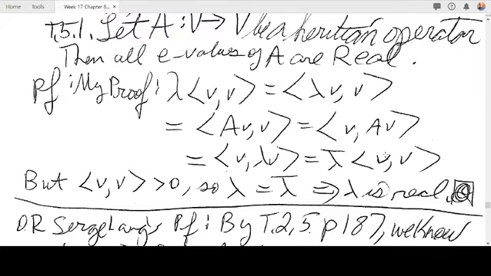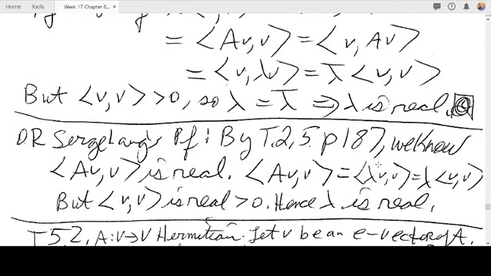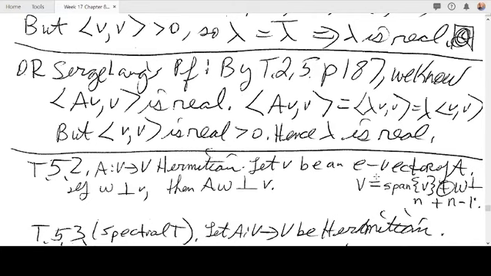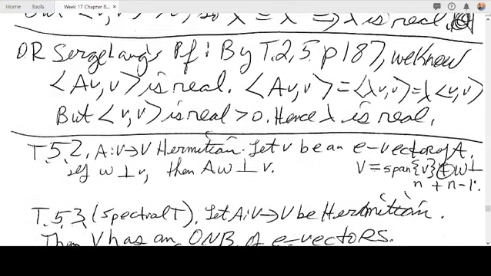Again, the proof here is the one I gave previously for the real case, for the symmetric case, where you show that lambda is real by showing that it's equal to its own conjugate. Now, the book's proof is not that hard to follow either, and it is important to note it as well.